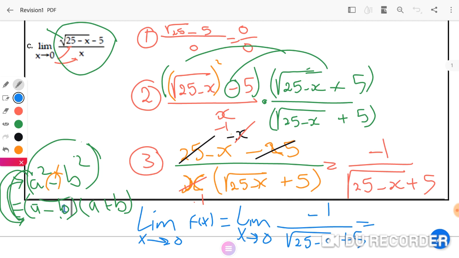As I told you in the third step, I have to substitute in the redefined function to find the limit of the given function. It will be negative 1 over 5 plus 5 with x equal 0, which is 10, so negative 1 over 10. I think it's so easy. Watch the videos of this lesson before you solve this revision sheet, okay?